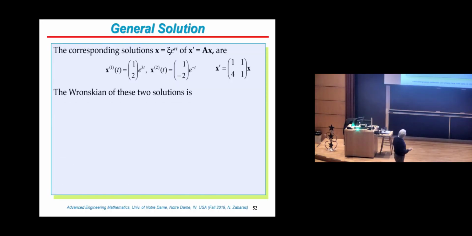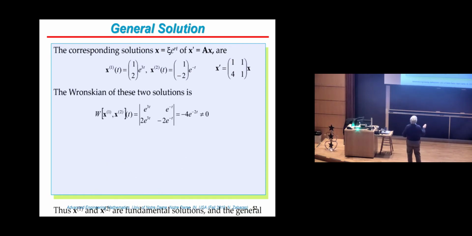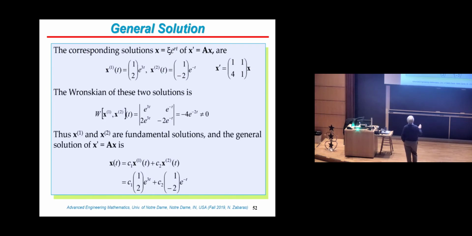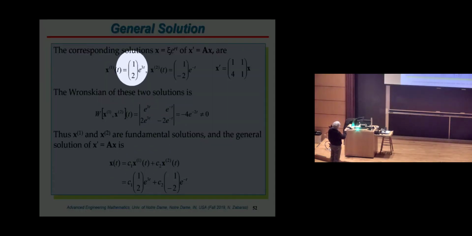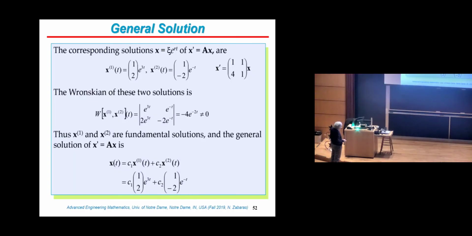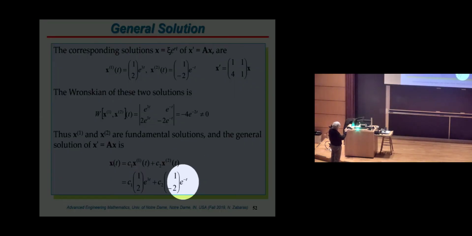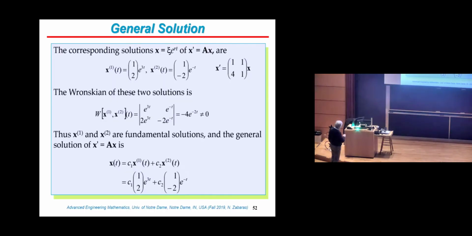You can show that these two solutions are independent by calculating the Wronskian. And the general solution looks like some constant C1 times this solution plus C2 times that. This is what we did in earlier homeworks on linear algebra. So this particular problem has two distinct eigenvalues, 3 and -1, so we can compute two eigenvectors, and the general solution looks like that.